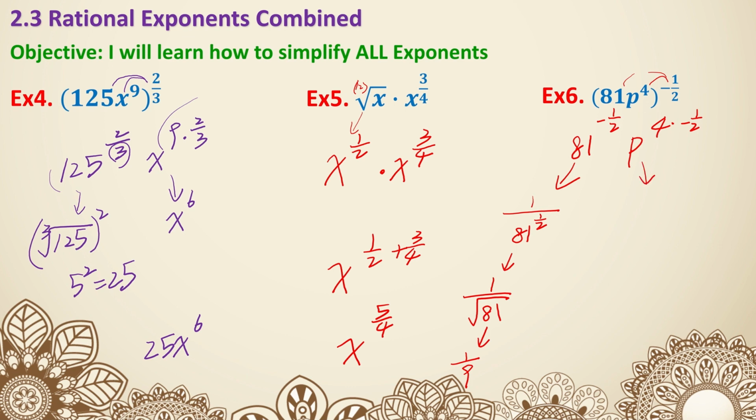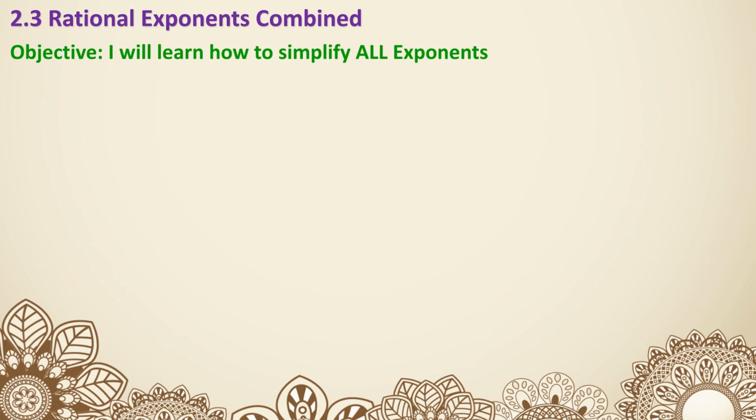The second part, 4 times negative 1/2 is negative 2, so that is p to the negative 2 power, which simplifies to be 1 over p squared. So altogether, 1 over 9p squared. Because 9 is on the bottom and p squared is on the bottom, we just put them together on the bottom of the fraction. That is example 6.